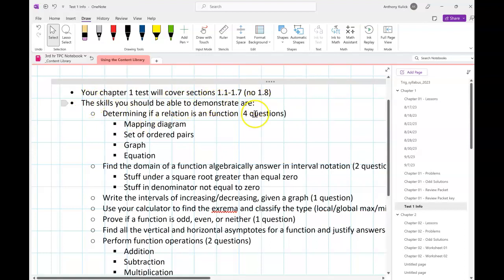The skills you should be able to demonstrate are, you should be able to determine if a relation is a function or not. I'll have 4 questions asking you to do that. So you should be able to do it whether it's a mapping diagram or a set of ordered pairs or a graph or an equation. Regardless of what I give you, you should be able to tell if that's a function or not.